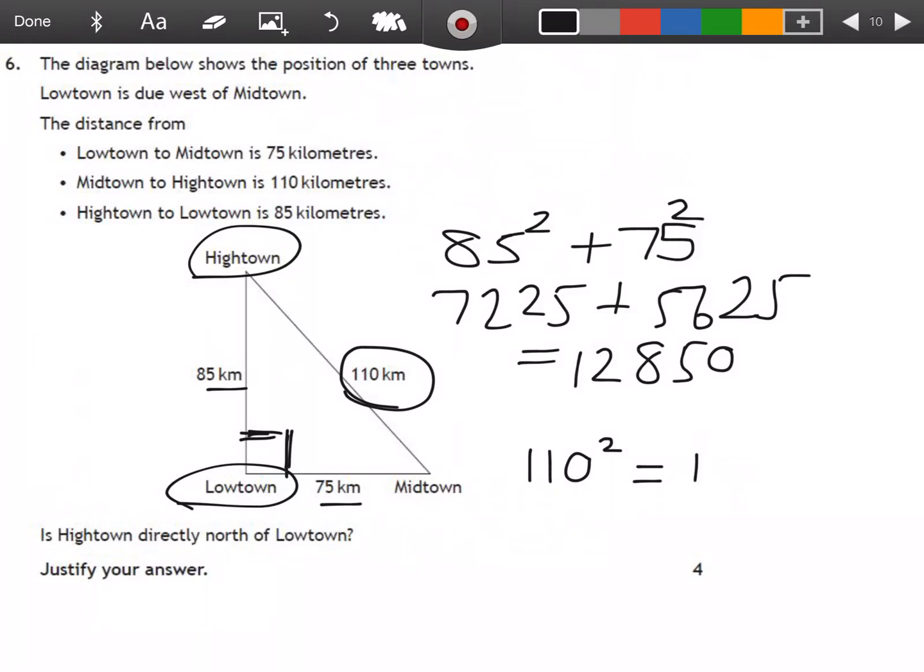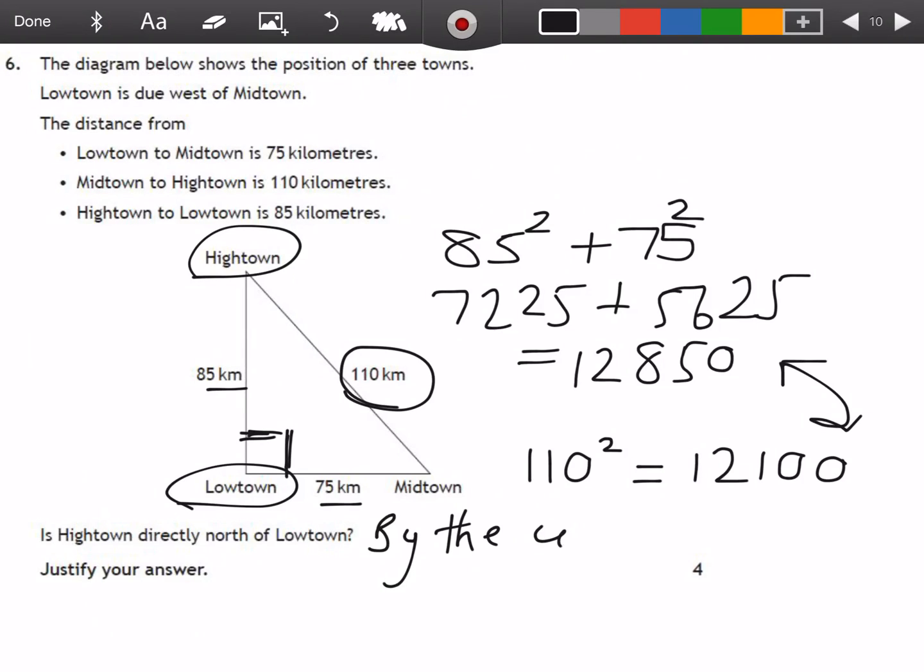110 squared is 12100. Those two numbers are not the same. Okay, so that means when we added 85 squared, add on 75 squared, it doesn't give us 110 squared. So what we need to say here, please, in your answer, it's by the converse of Pythagoras.